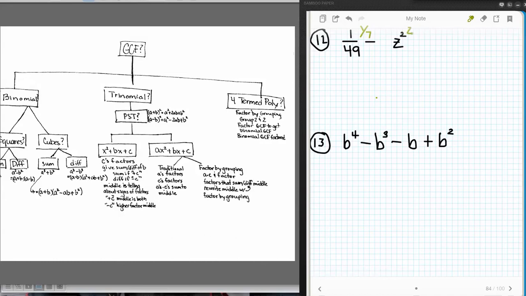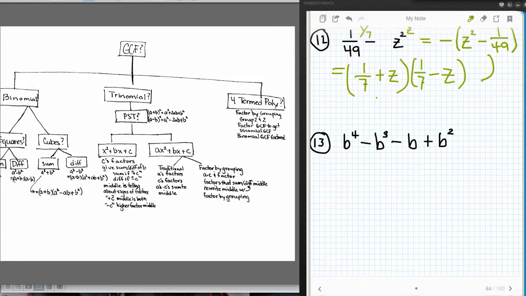It's 1/7 squared. So I have a difference of two perfect squares. So I'm going to form the conjugates. So I'm going to have a 1/7 plus z, and a 1/7 minus z, and that's perfectly acceptable to factor those just like that. However, you might say, oh, well, this really should be written as the opposite of a z squared minus 1/49th, because that represents the leading coefficient being positive versus it being negative.